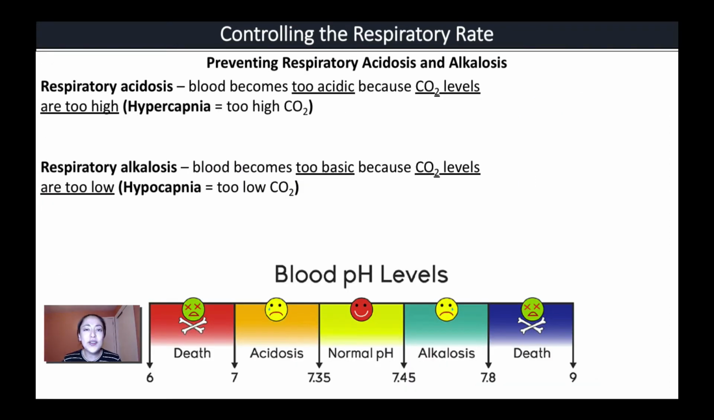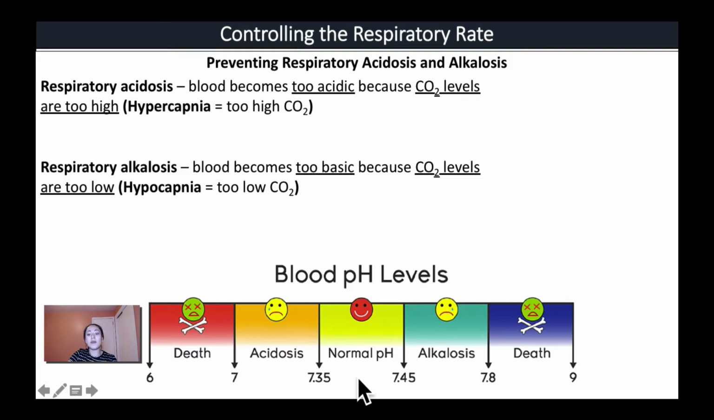It is extremely important to maintain a normal pH in your blood. Your blood pH is normally 7.4, and the range is between 7.35 and 7.45. So it's a little bit basic. If you fall below 7.35, you start suffering from something called acidosis, where your blood is too acidic.